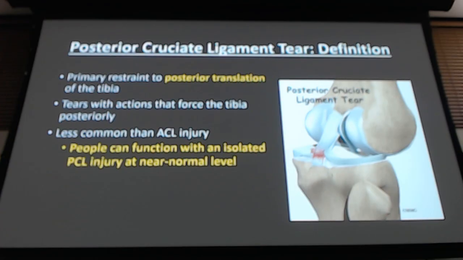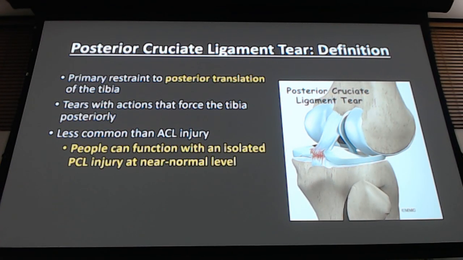Intra-articular, correct. Okay, so primary restraint to posterior translation of the tibia. This doesn't really have any other motion that it restricts, right? This is primarily just posterior translation. Other structures are secondary stabilizers, 100%. But this is your primary stabilizer, okay? The tears occur with actions that force the tibia posteriorly.